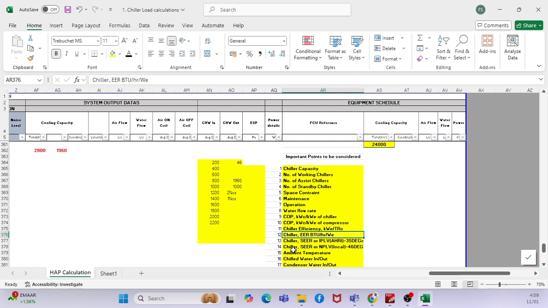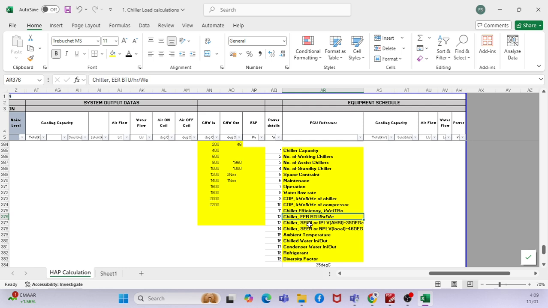And if you go to the chiller seasonal energy efficiency ratio, you can call it the IPLV value. That is done based on AHRI condition, which is 35 degrees Celsius. And also you have a seasonal energy efficiency ratio or NPLV standard, the NPLV value, which is based on local condition.